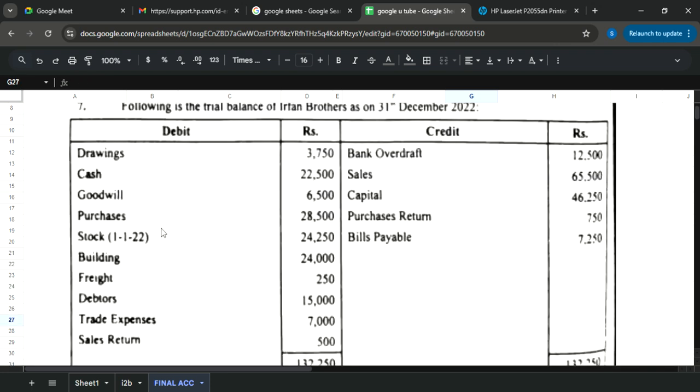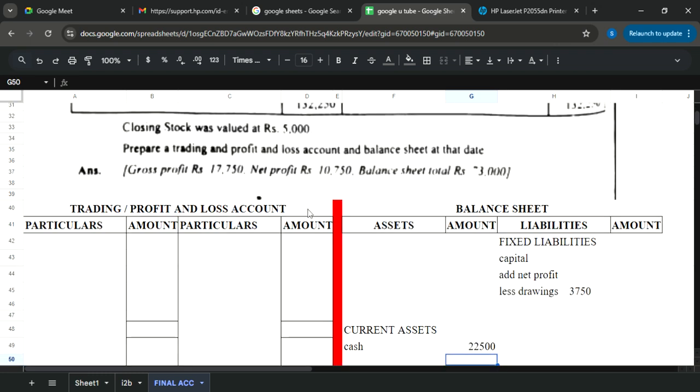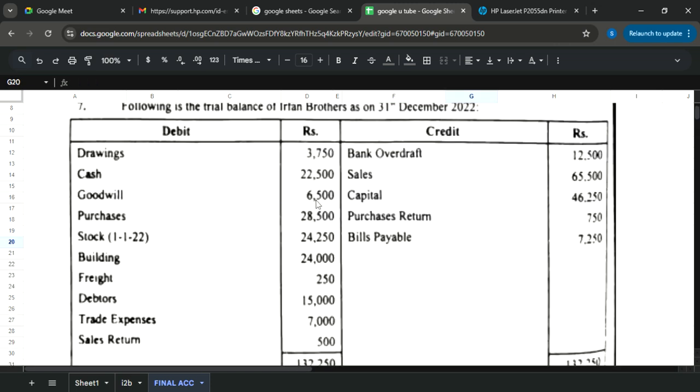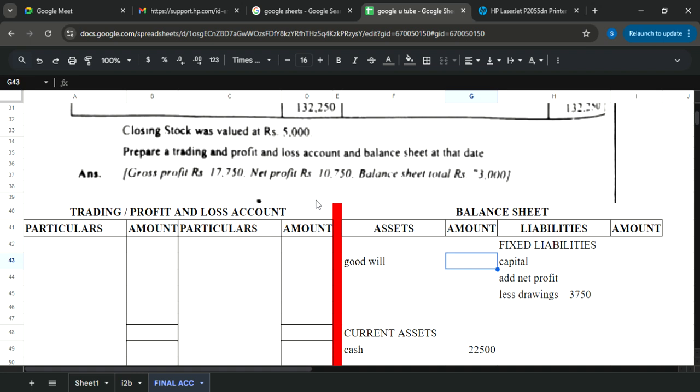The next is goodwill. Goodwill again is a favorable thing, an asset, 6,500, but we will post it over here because goodwill is your fixed asset. Goodwill 6500, and you are going to make a heading as well. This portion is for fixed assets.